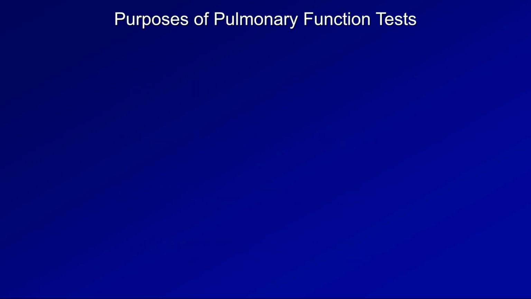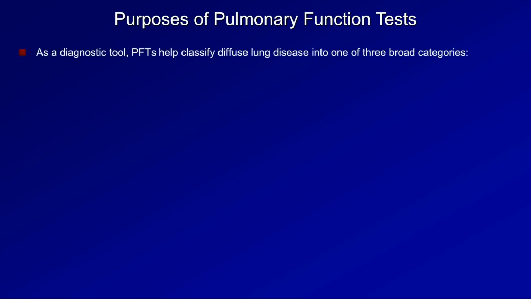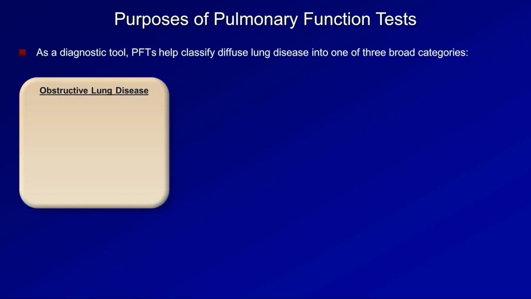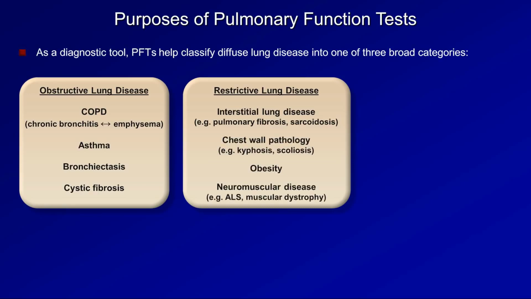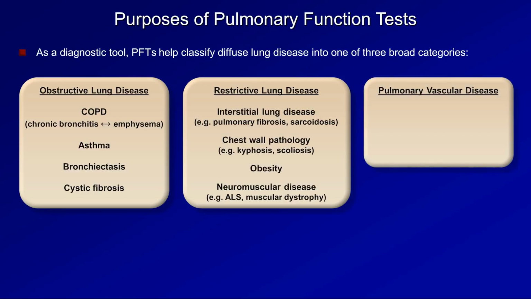Since diagnosis of symptomatic disease is why PFTs are usually ordered, that will be our subsequent focus. As a diagnostic tool, PFTs help classify diffuse lung disease into one of 3 broad categories. First is obstructive lung disease. This includes COPD, which means anything on the chronic bronchitis to emphysema spectrum, asthma, bronchiectasis, which is an irreversible dilation and destruction of the bronchial tree leading to chronic infections, and last, cystic fibrosis. The second category is restrictive lung disease, which includes interstitial lung disease, chest wall pathology, obesity, and neuromuscular disease. Finally is pulmonary vascular disease, which includes primary pulmonary hypertension and chronic thromboembolic disease.